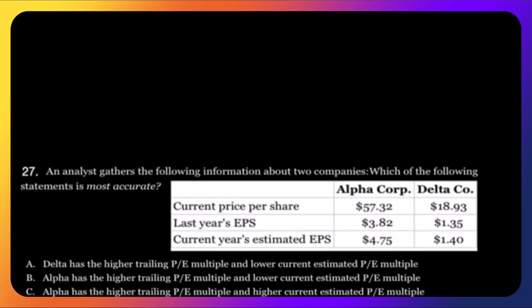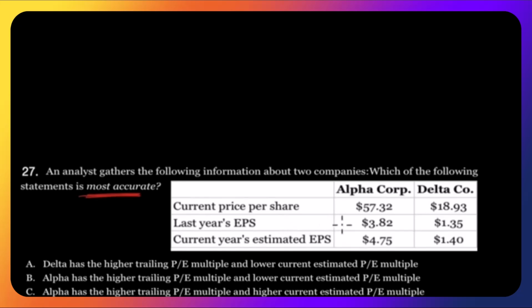An analyst gathers the following information about two companies. Which of the following statements is most accurate? So Alpha and Delta, current price per share, last year's EPS, current year's estimated EPS. Delta has a higher trailing PE and lower current estimated PE. Okay, well, I think we're going to have to do some calculations. I can see all of these things happening in here.